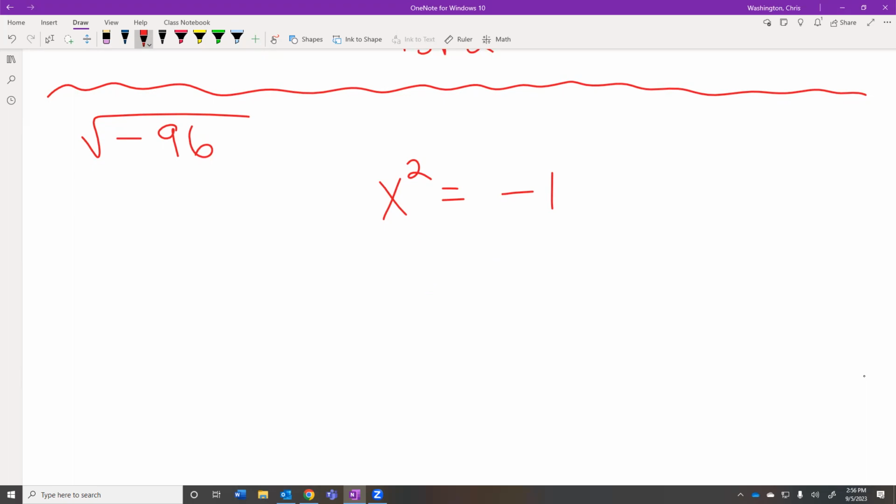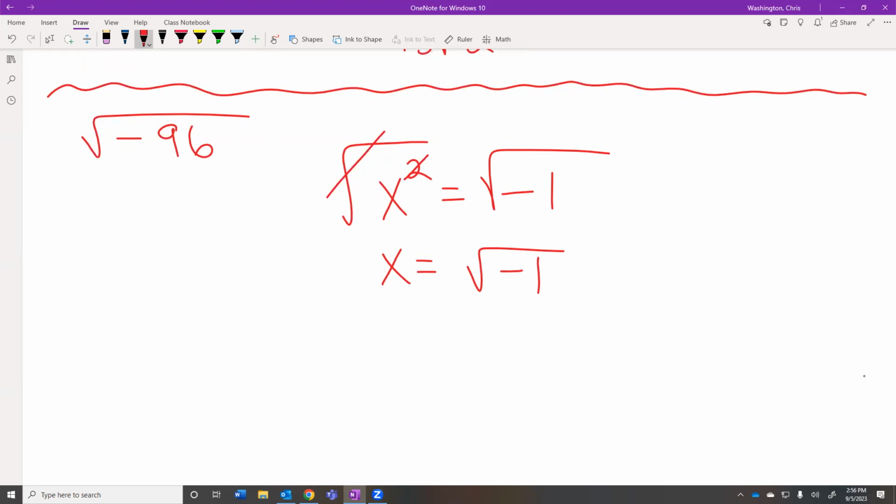Square root. Yeah, we could just take the square root of both sides. The squared and the square root cancel each other out. You learned that probably in algebra 1, maybe before algebra 1. And we get x equals the square root of -1. But what's the square root of -1 really equal?